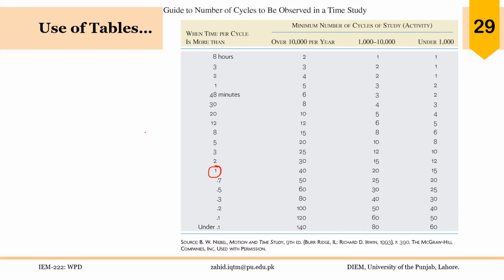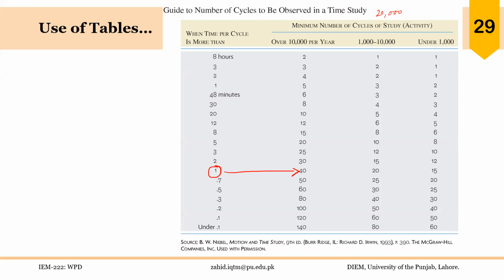And the second thing that you have to estimate is how many times in a year that task will be performed. For example, that is 20,000. You can get this number from your forecast, how much you are planning to produce during the next year. So 20,000 lies here, over 10,000. So simply you have to take N equal to 40. So you will take 40 readings.